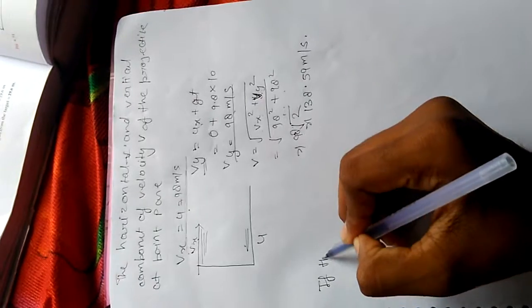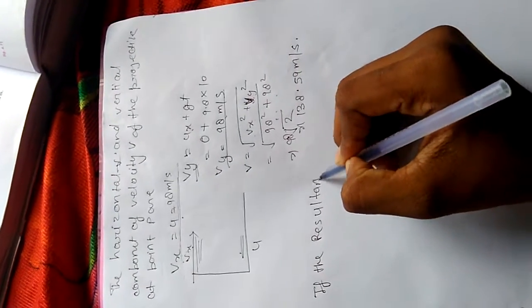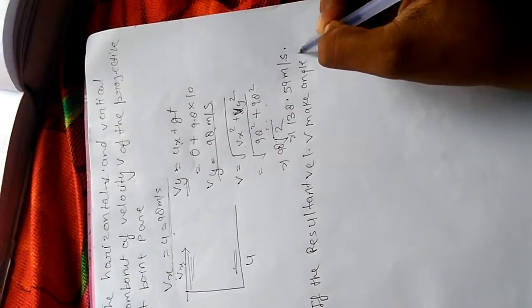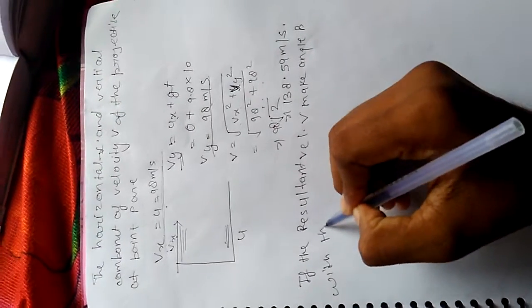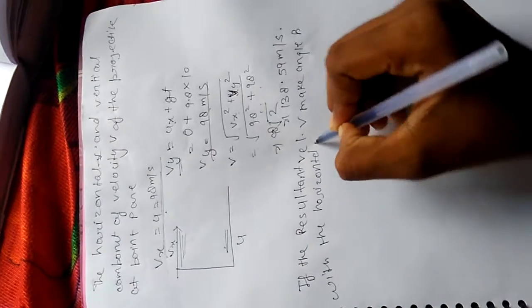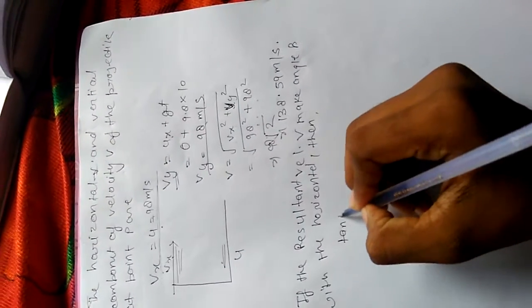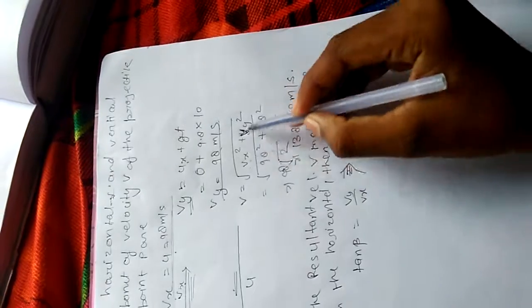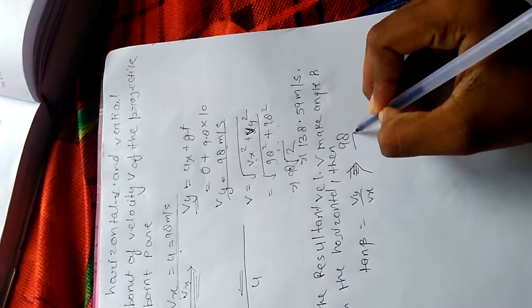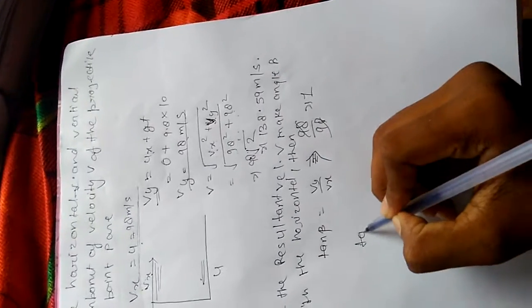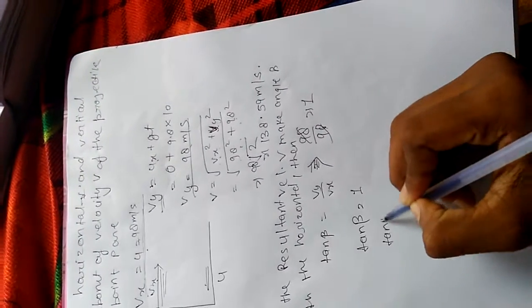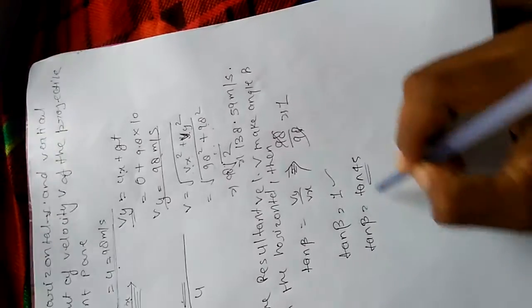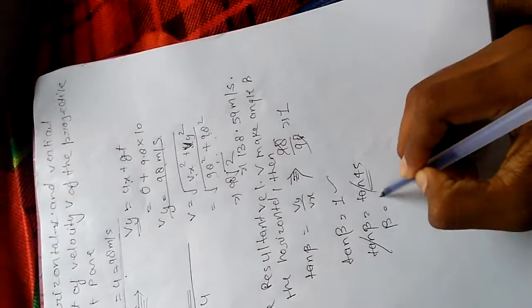Let the resultant velocity v make angle beta with the horizontal. Then you have studied the formula tan beta is equal to Vy upon Vx. If we put the values of Vy and Vx, 98 upon 98 is equal to 1. The value of tan 45 is equal to 1. You get it? So if we cancel out tan, then beta is equal to 45 degrees.